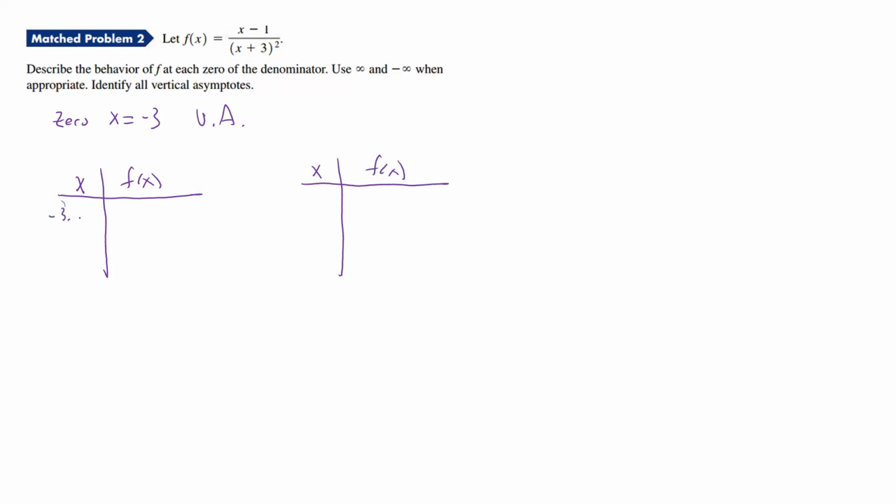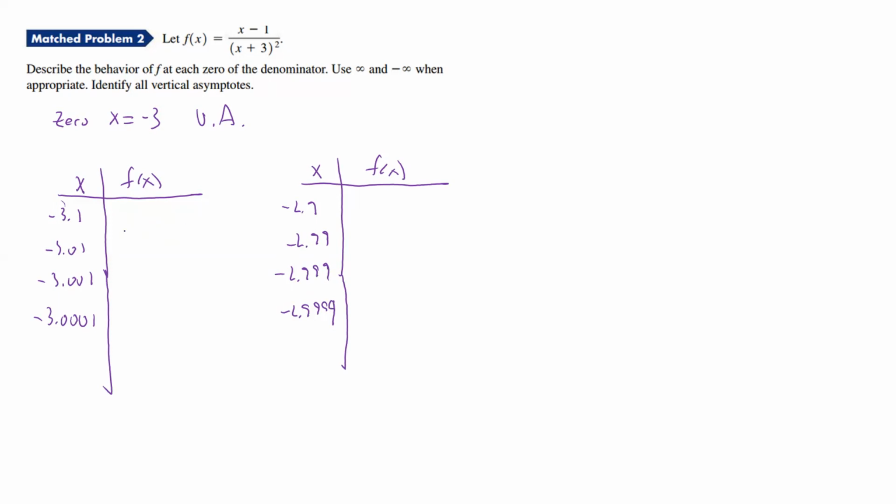So it'll be negative 3.1, say, negative 3.01, negative 3.001, and negative 3.0001. And over here, we're going to go negative 2.9, negative 2.99, negative 2.999, negative 2.9999.